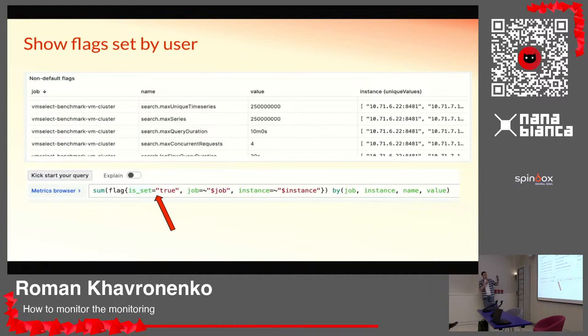So here we can see what was overridden by a user. And how we do this: each command line flag in VictoriaMetrics is exposed via a metric called flag, and it has a label isSet. So isSet will be equal to true if the user has overridden it. And we can instantly see what is the custom configuration of this installation.